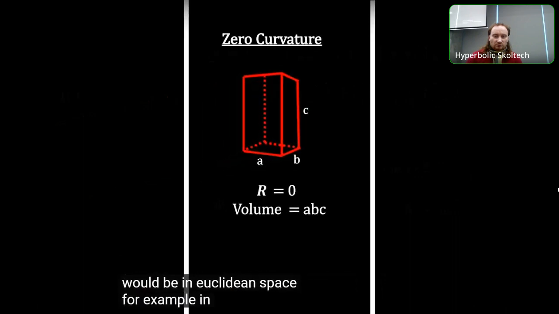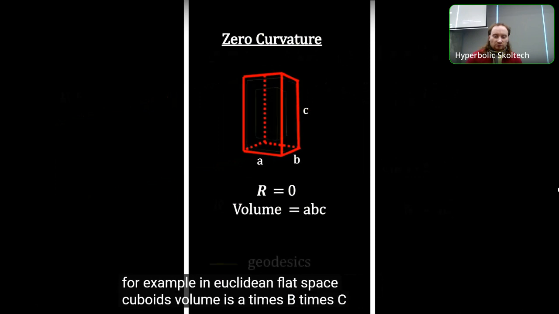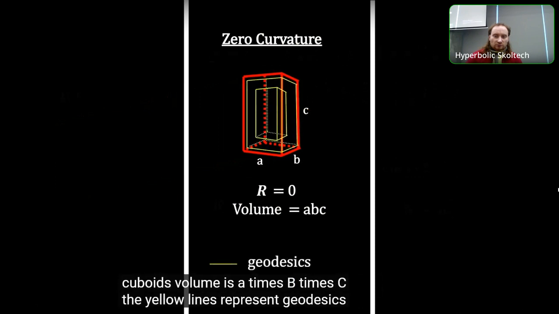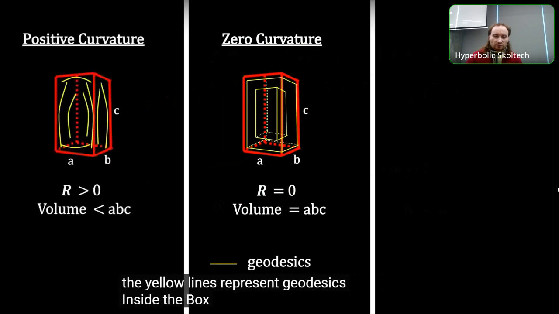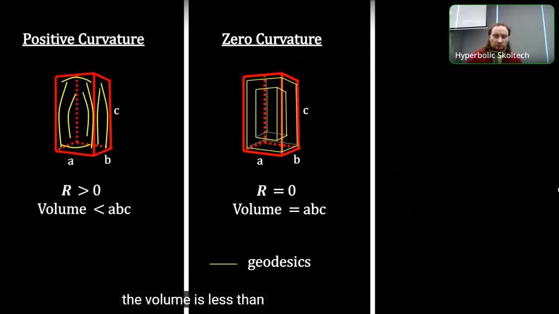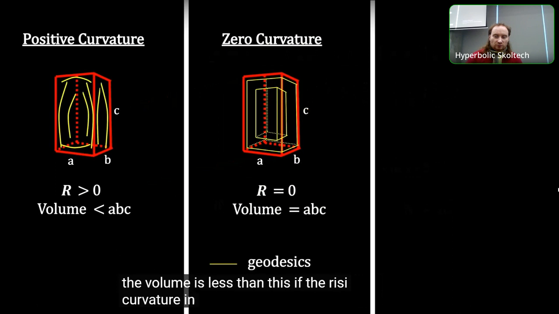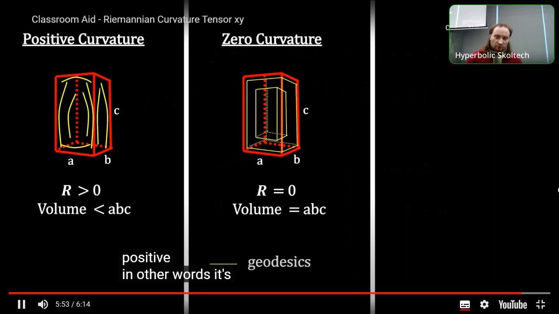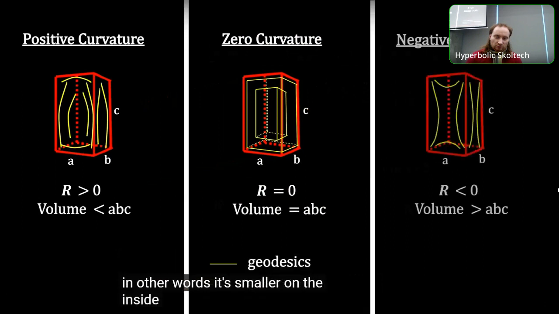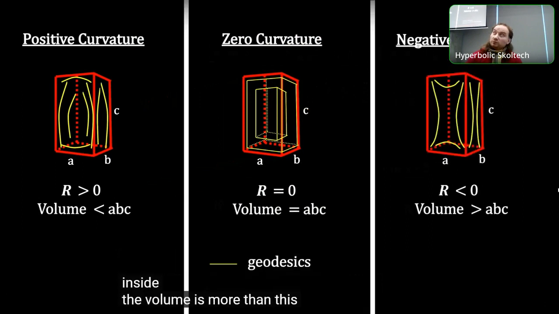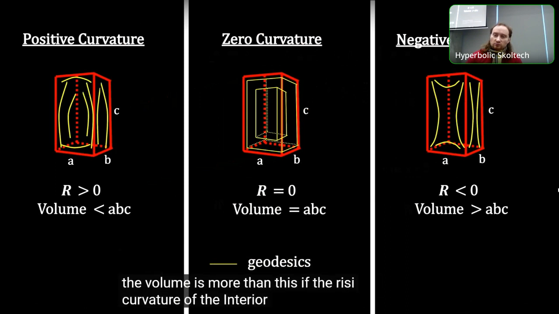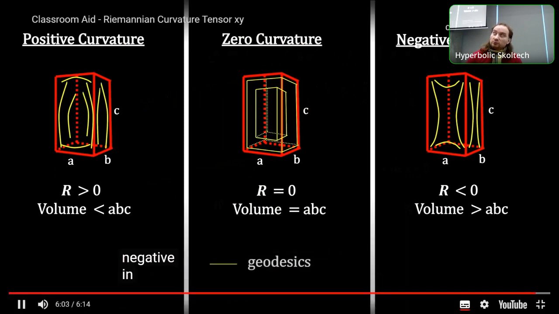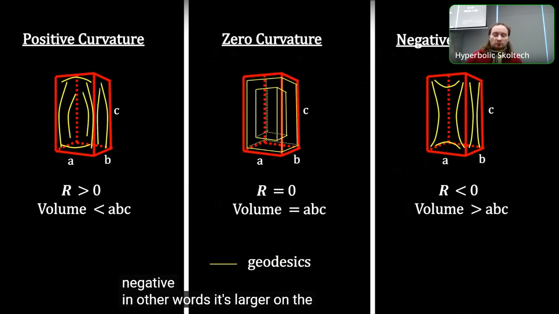For example, in Euclidean flat space, the cuboid's volume is A times B times C. The yellow lines represent geodesics inside the box. The volume is less than this if the Ricci curvature in the interior region is positive. In other words, it's smaller on the inside. The volume is more than this if the Ricci curvature of the interior region is negative. In other words, it's larger on the inside.